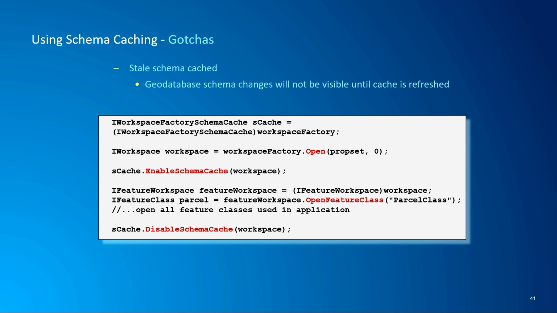Okay. Some of the gotchas, of course, we mentioned earlier: the schema cache becoming stale. If geodatabase schema changes have occurred, they will not be visible inside your schema cache until you refresh your schema cache.